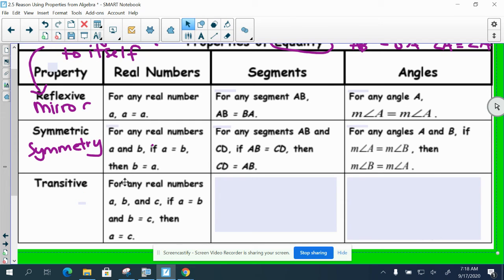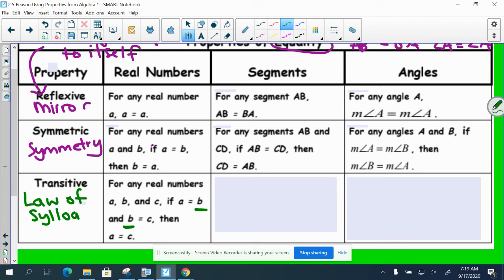Okay, so transitive property. For any real numbers A, B, and C, if A is equal to B, and if B is equal to C, so let me read that again. If A is equal to B, and B is equal to C, then A is equal to C. So what else does this remind you of? And we learned about it a few lessons ago. Does this remind you of the law of detachment or the law of syllogism? So this is like the law of syllogism, which means that you can skip the middle.